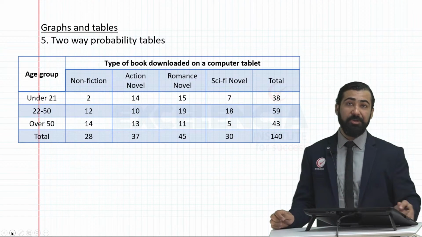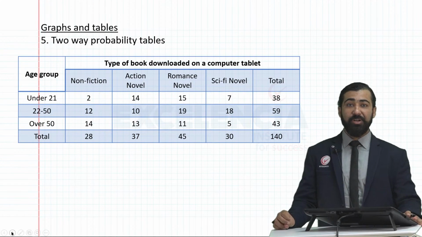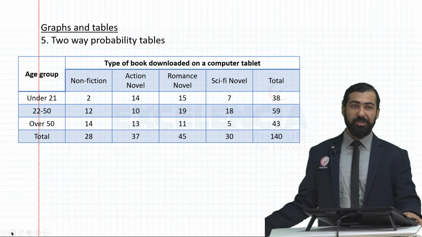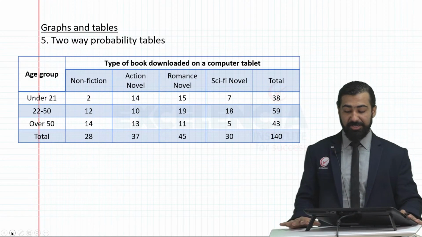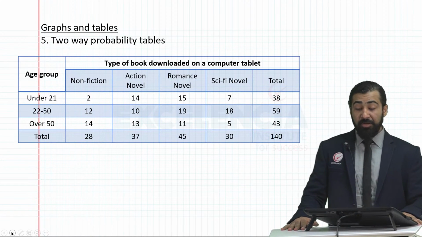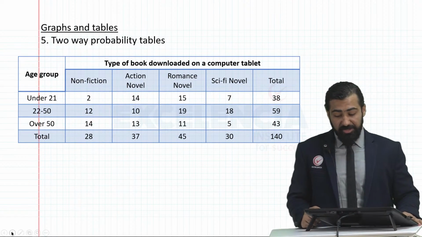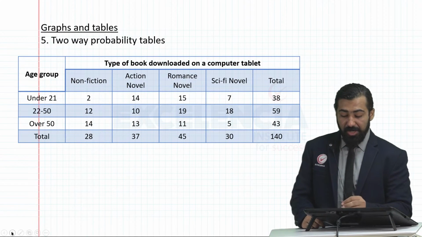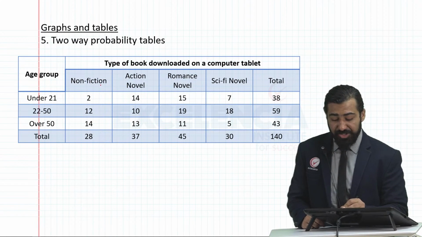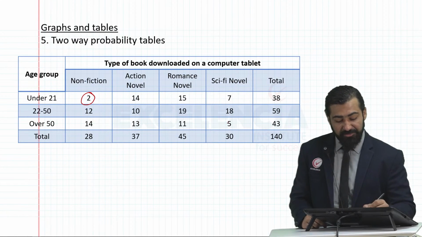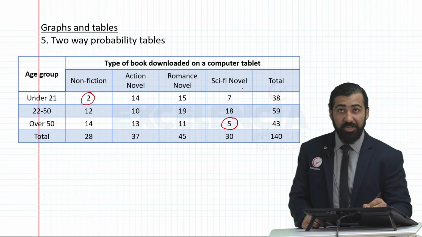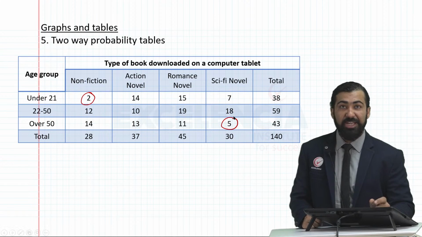Last is our probability tables. Again, very important. In the last class we learned simple probability. Presently we are looking at probability tables. Now, how to read two-way tables? First, reading this is very simple. For example, people reading non-fiction who are under the age of 21 is 2. Whereas if I look at the interpretation of this, people reading sci-fi novels who are over the age of 50 are 5, and so on.